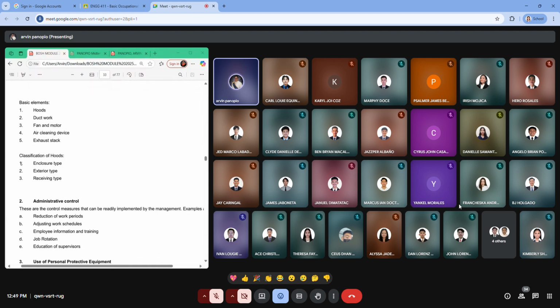Next we have the basic elements of hood classifications. Ano, the basic elements of the LEV component. So we have the hood. So ito ang nagagrabs ng mga contaminants. Then we have the ductwork. Ito naman yung mga pipe, or the pipe size for minimal pressure loss.